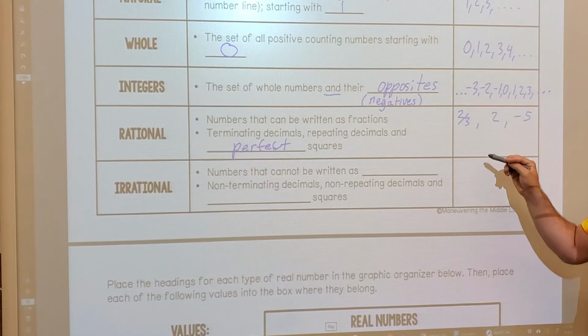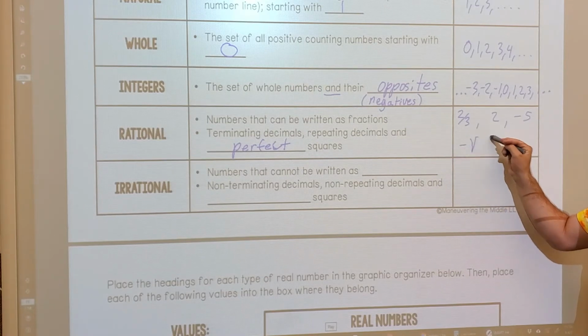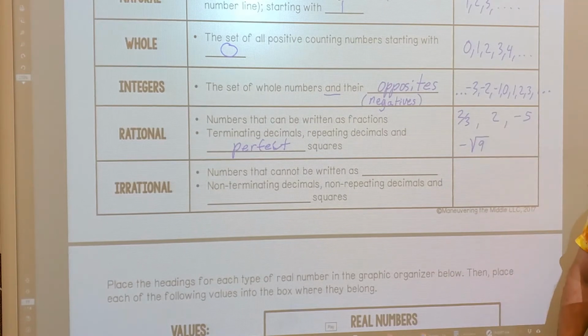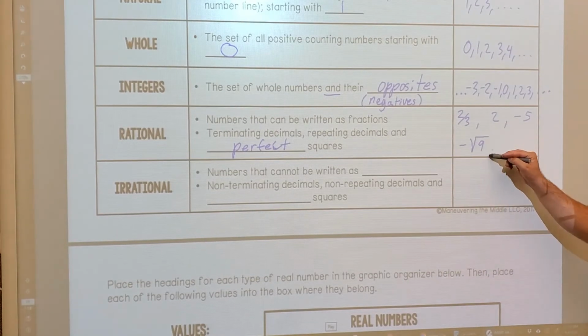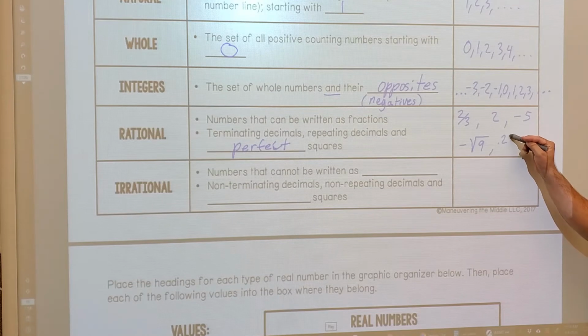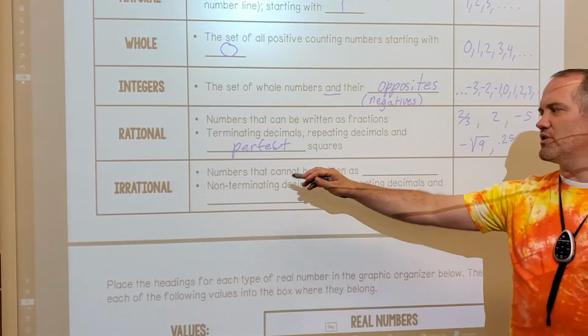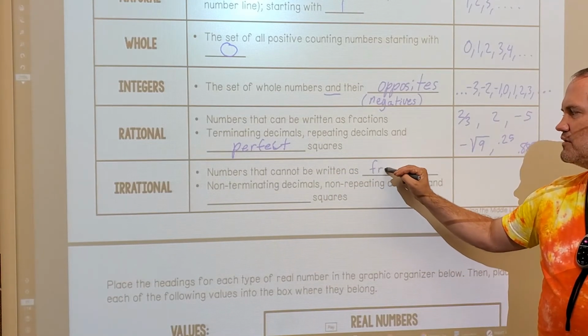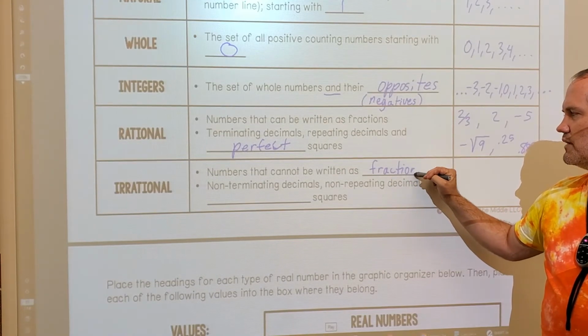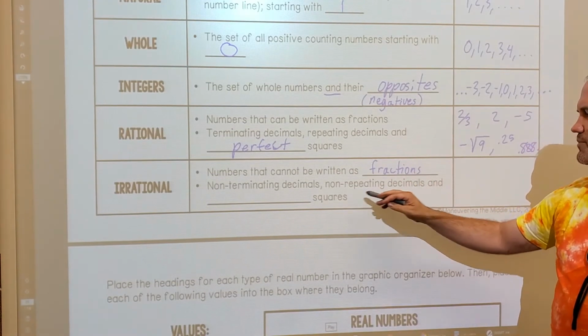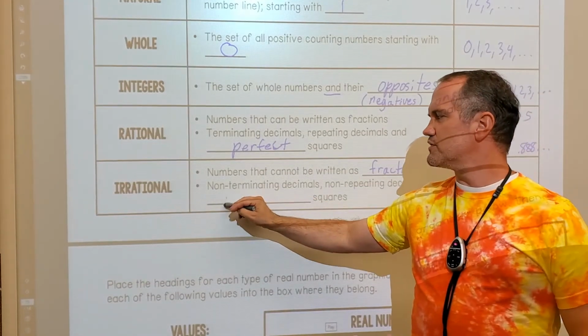-5, negative square root of 9, because the square root of 9 is 3, so that's a -3. Terminating decimals, 0.25, or 0.888 repeating. All of those are rational. And then irrational numbers are numbers that cannot be written as fractions: non-terminating decimals, non-repeating decimals, and non-perfect squares.